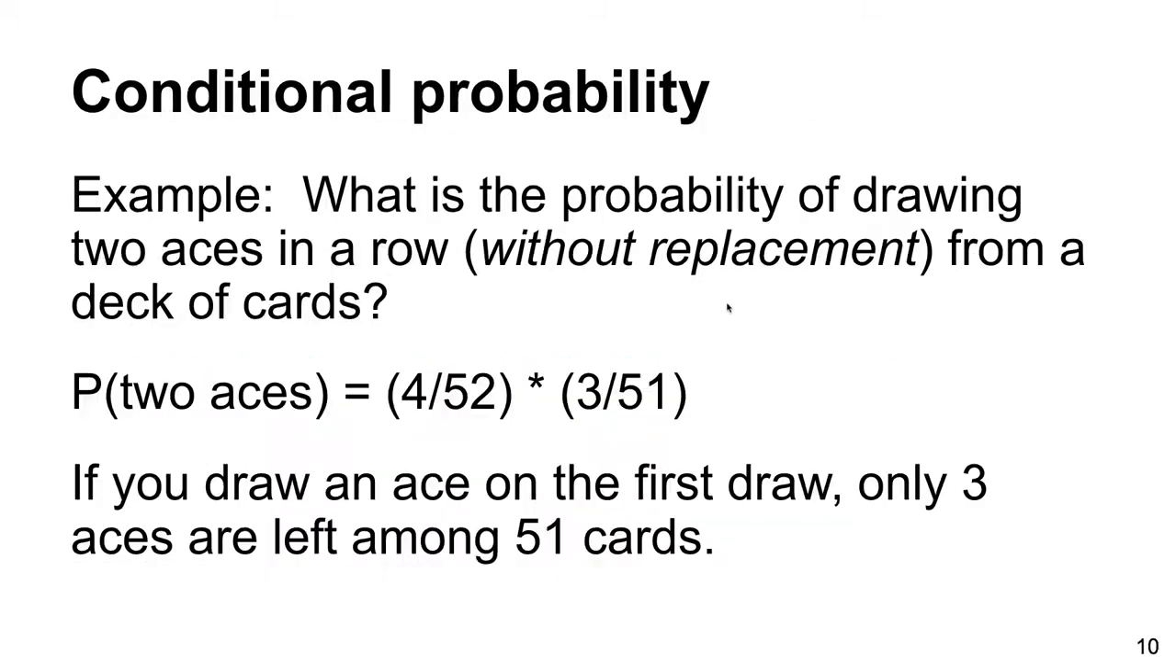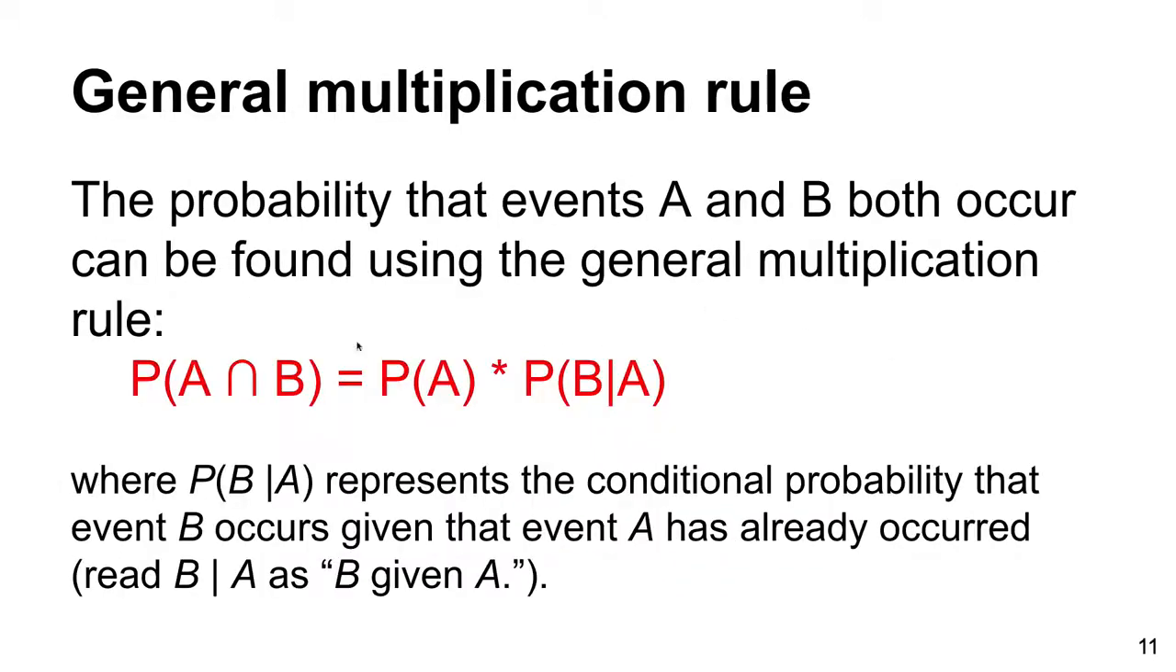What's the probability that the first card is an ace and the second card is an ace? What's the probability that the first card is an ace times the probability that the second card is an ace given that the first card was an ace? So this here is just the formula that we applied in the last example.